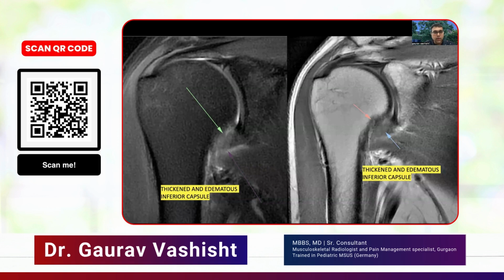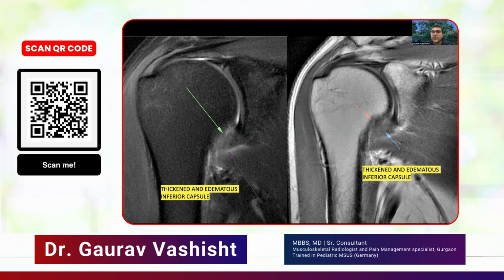Hi friends, today I will be discussing frozen shoulder or adhesive capsulitis, which is one of the most commonly encountered situations in musculoskeletal OPD. So frozen shoulder is nothing but inflammation of the inferior capsule, which leads to stiffness and restricted movements, which can be focal, as in external rotation, or a global restriction of movements.